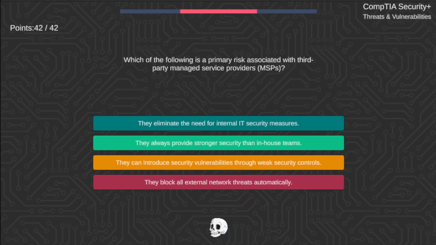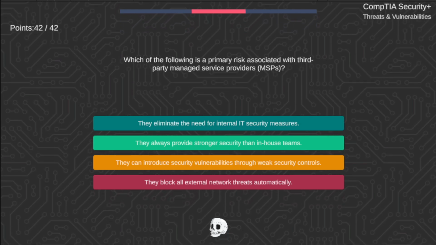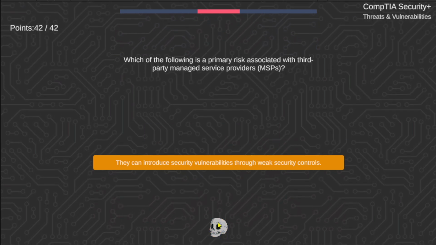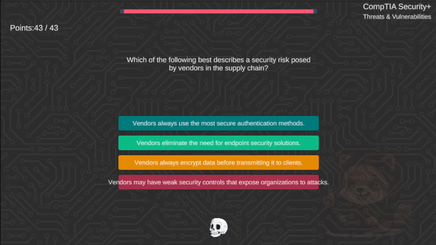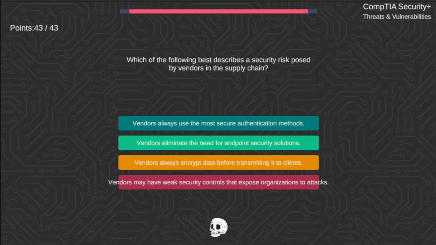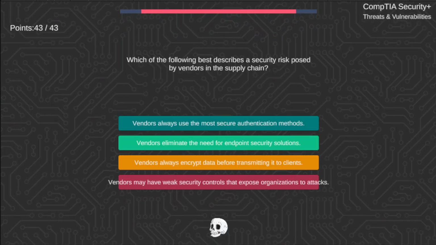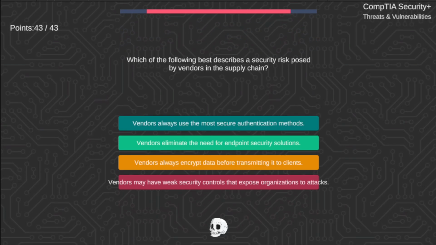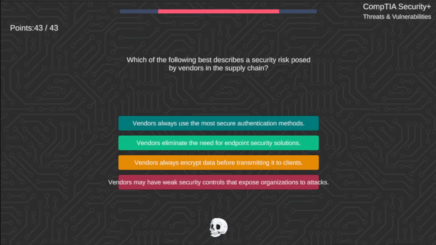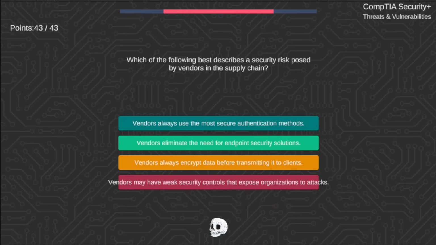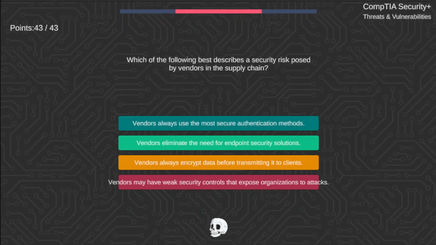Primary risk associated with third-party managed service providers. Correct answer is they can introduce security vulnerabilities through weak security controls. Which of the following best describes a security risk posed by vendors in the supply chain? Vendors always use the most secure authentication methods. Vendors eliminate the need for endpoint security solutions. Vendors always encrypt data before transmitting to clients, or vendors may have weak security controls that expose organizations to attacks.